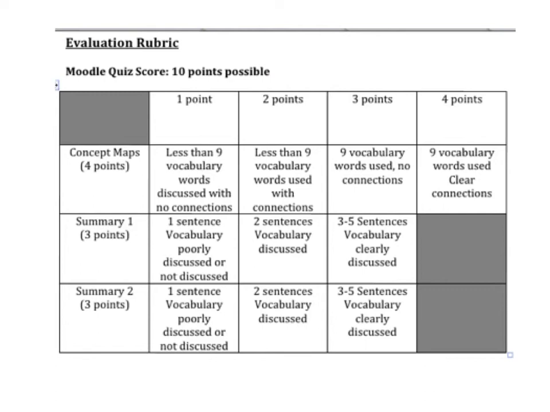To receive full points on the concept maps, you need to use all of the words and make sure that your connections are clear. And for each summary, you need 3 to 5 sentences with the vocabulary clearly discussed. Once you have completed all of this, make sure that you put your name on your paper and turn it in to your science teacher and ask them any questions that you may have on this activity option. Congratulations on being done.